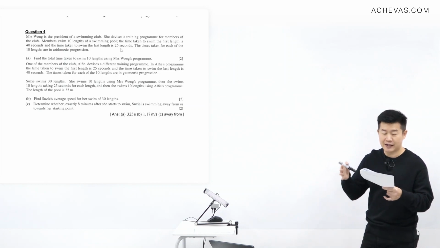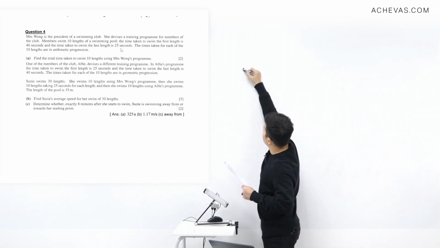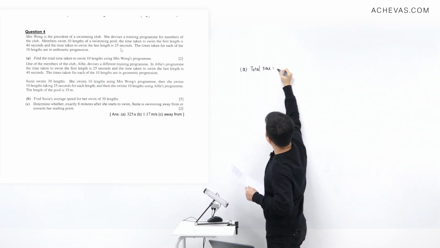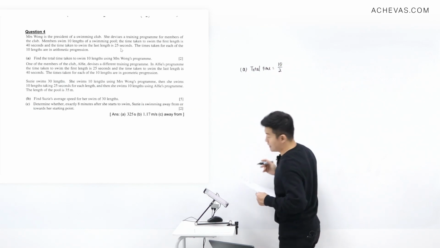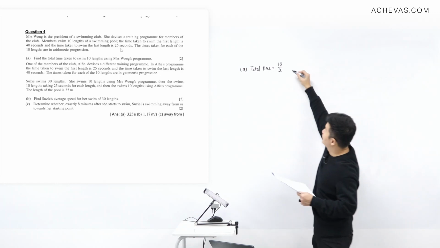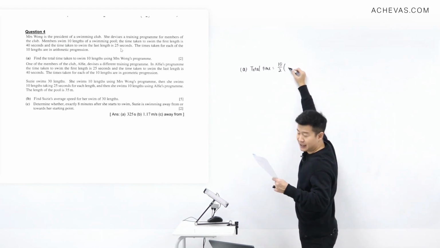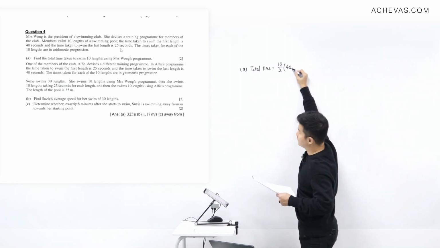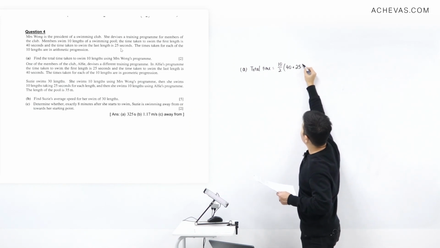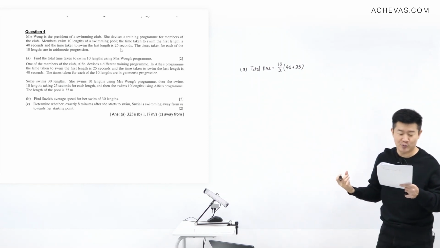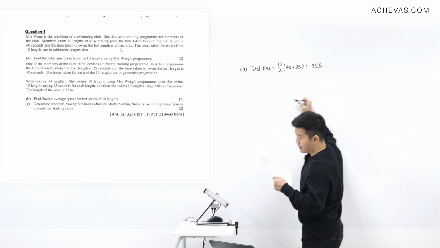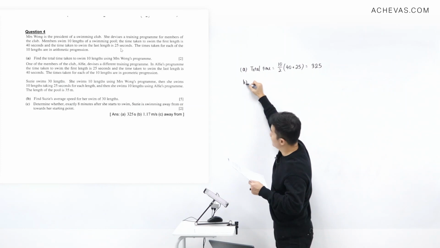So for part A, what is the total time that is taken? So this is a sum of an AP question. The total time is going to be equal to n over 2. n is equal to 10 because we are looking at 10 lengths. Then multiply by the first term plus the last term. We are using the formula for sum of AP. The first term is going to be the first time, which is 40. And the last one is going to be the last timing, according to the program, which should be equal to 25. So this is equal to 325.